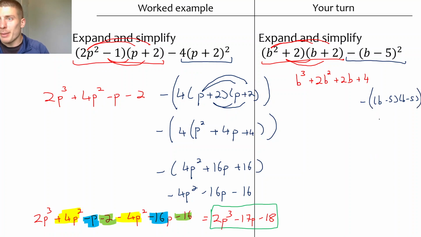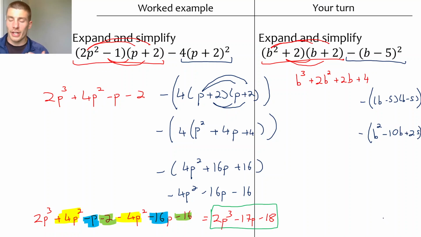Now, if you're getting good at expanding brackets now, I'm going to just do this part in one step. Okay, so let's go and do that. So minus big bracket. If we expand this, it's going to go to b squared. B times by minus 5 is minus 5b. You've got it twice, so minus 10b. And you've got negative 5 times by negative 5, which is plus 25. I've just done it in one step.